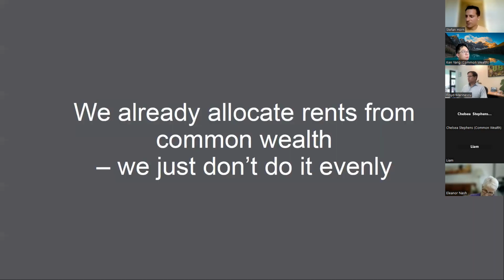And finally, I've used this quote, which is paraphrasing both Matt Bruenig, who's talked about this in the context of UBI, and prior to that, William Gibson, who mentioned this in the context of the future: that we already allocate rents from Commonwealth. We just don't do it evenly. So we already have common assets and Commonwealth. They already exist, and these rents already exist. And we allocate them to people.